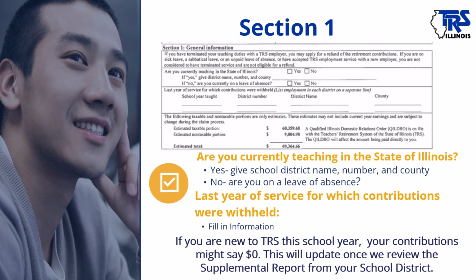In Section 1 of the form, answer the questions, provide the school you taught, school district's name and number, and county. Review the estimated refund amount below. If the amount shows 0, do not worry, the number will update once the supplemental report is received from your school district after your last day of work.